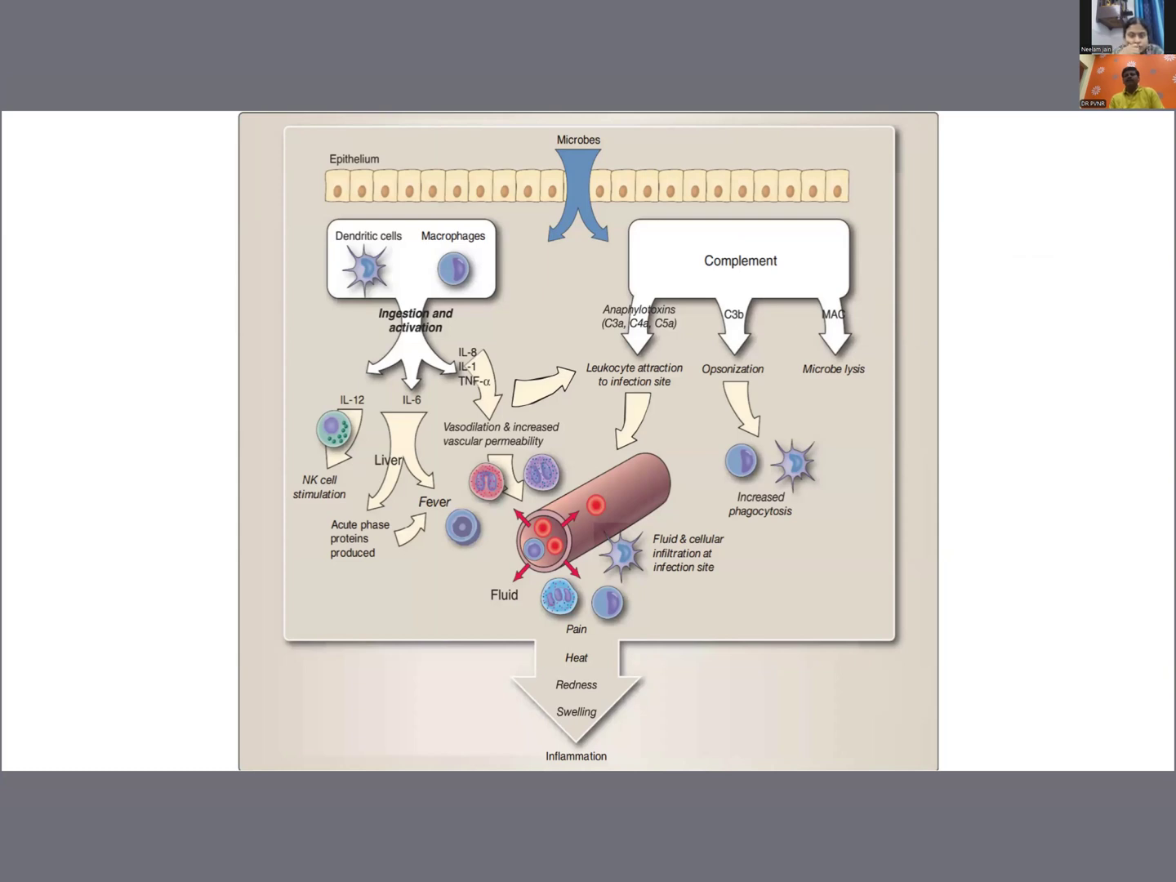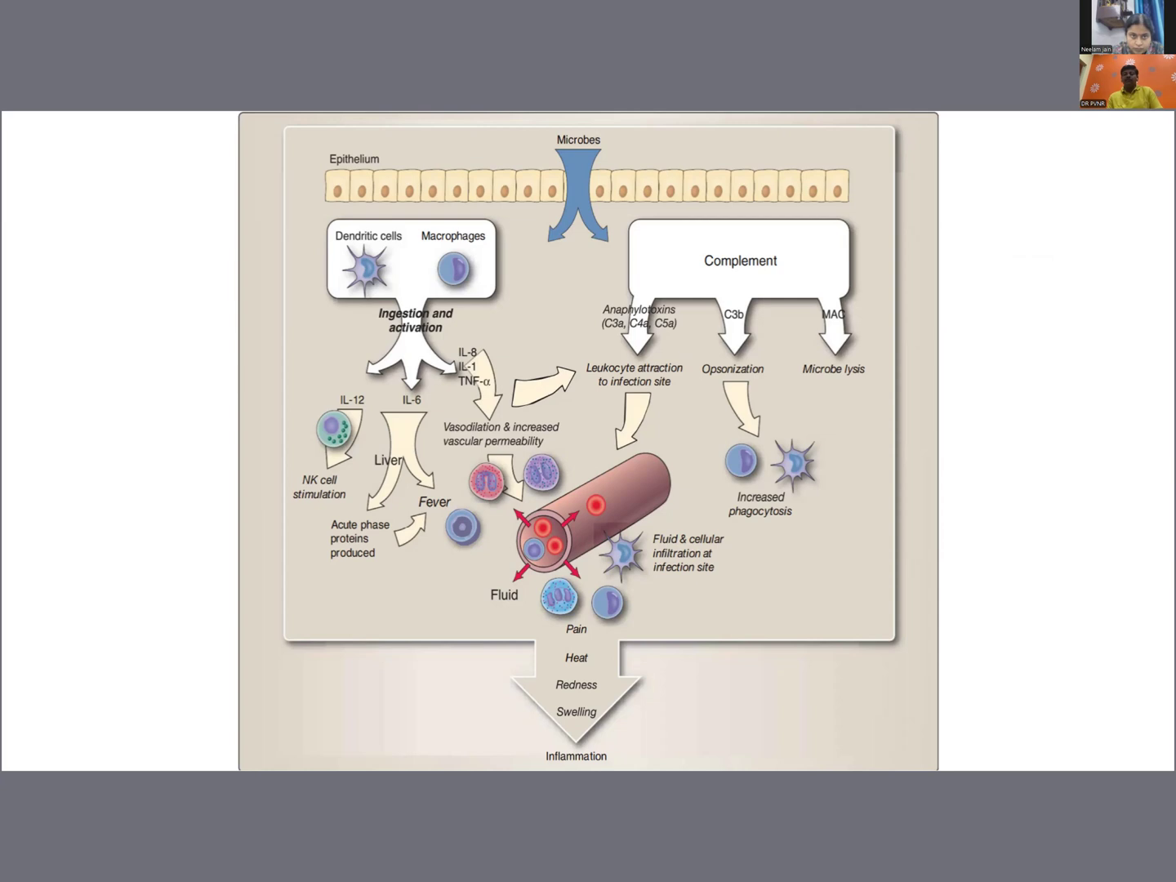antigens, they activate different chemicals that are released. They're called cytokines altogether, and also chemokines. Cytokines and chemokines are the two different chemical molecules that are released during the process of immune activation. In this, there are interleukins. They stimulate the natural killer cells, and the liver, which releases the acute phase proteins.